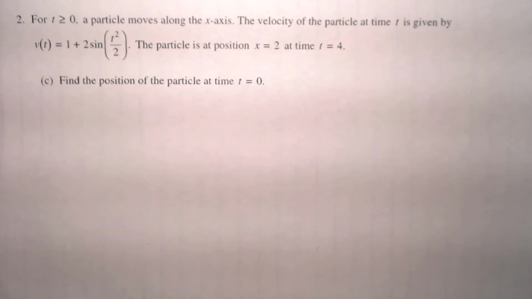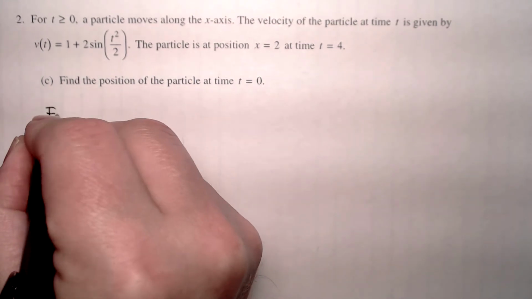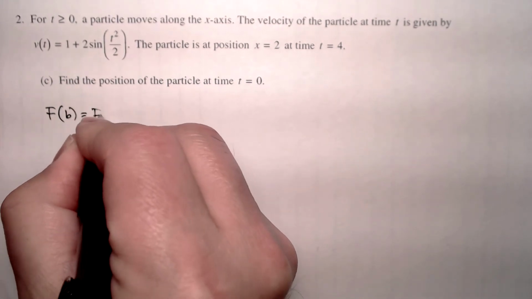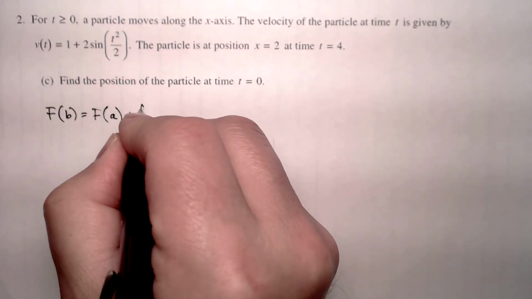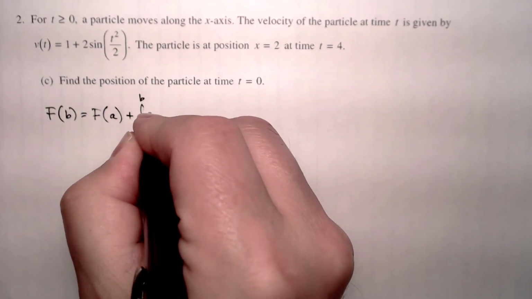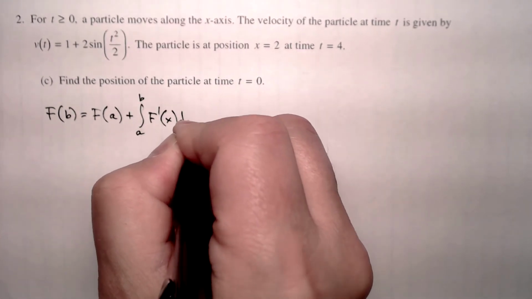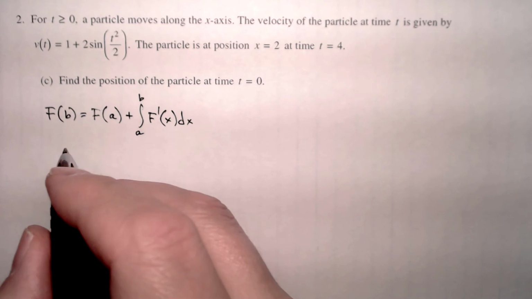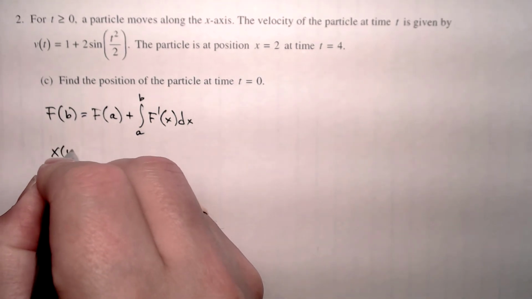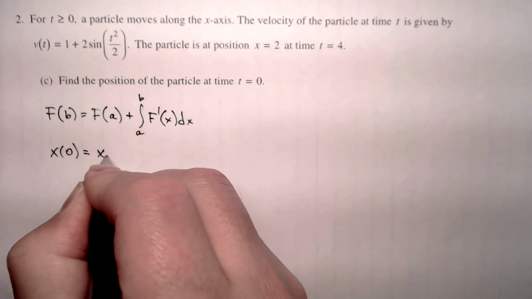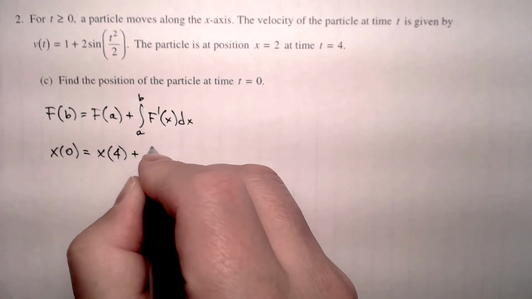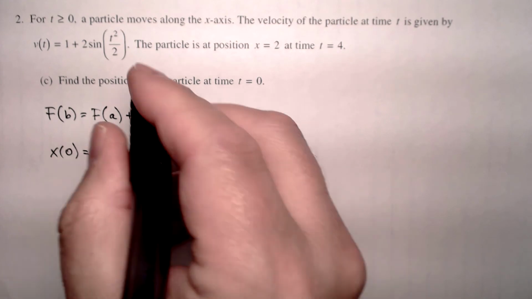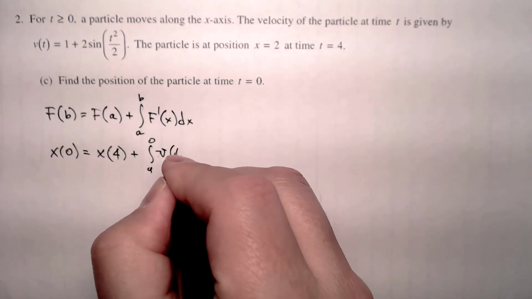In this question, we need to find the position of the particle at time t equals 0. And by the fundamental theorem of calculus, f of b equals f of a plus the integral from a to b of f prime of x dx. And so applying this formula here, we can see that f, in our case, is x at time 0, which is equal to x at time 4 plus the integral from 4 to 0 of the velocity v of t dt.